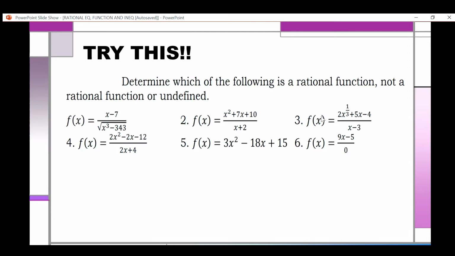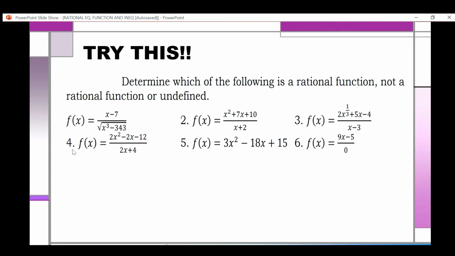Okay, number 3, we have f of x equals 2 raised to x raised to 1/3 plus 5x minus 4 over x minus 3. Is it a rational function or not? Okay, so this is not a rational function because of the exponent, which is a fraction. So it is not a polynomial. The numerator is not a polynomial function. So therefore, it is not a rational function.